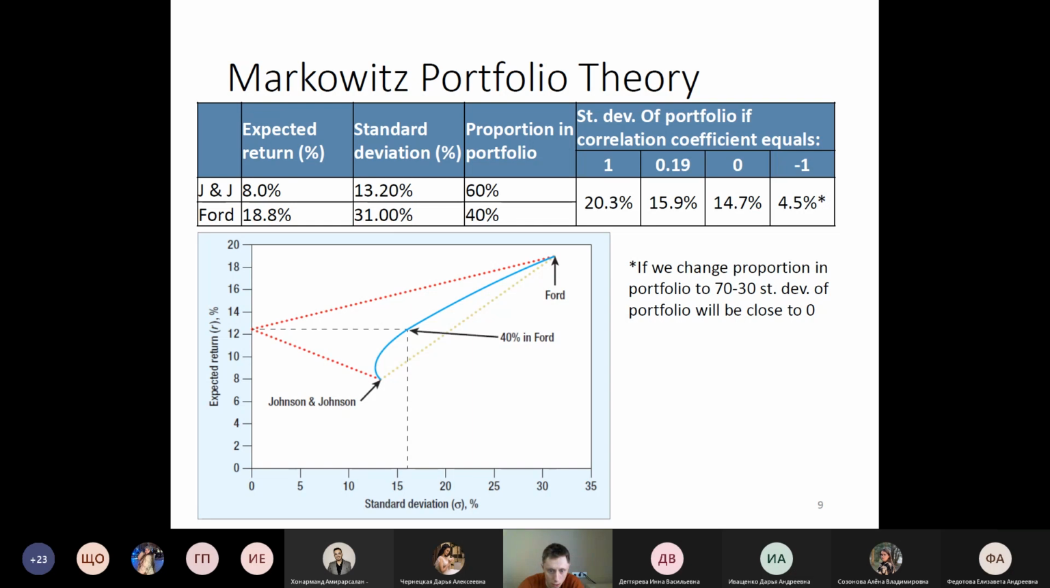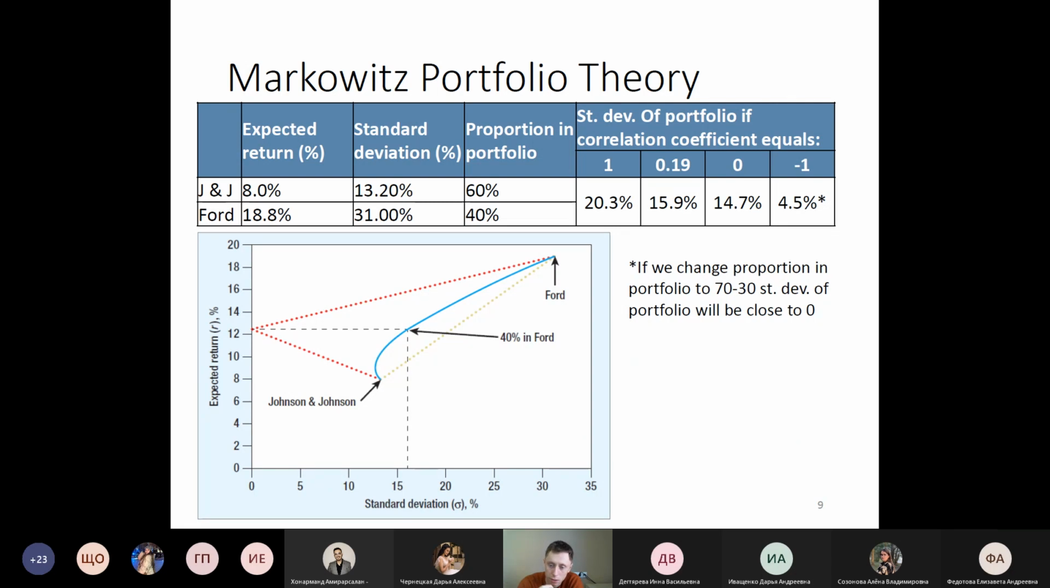And we have a yellow line. The yellow line is the case when the assets are perfectly correlated. When the assets are perfectly correlated, we do not have any additional reduction in the risk by combining the assets, and therefore the risk and return would be a linear function of the fraction of the assets in the portfolio.